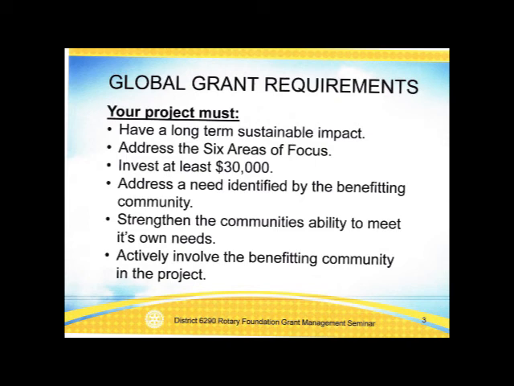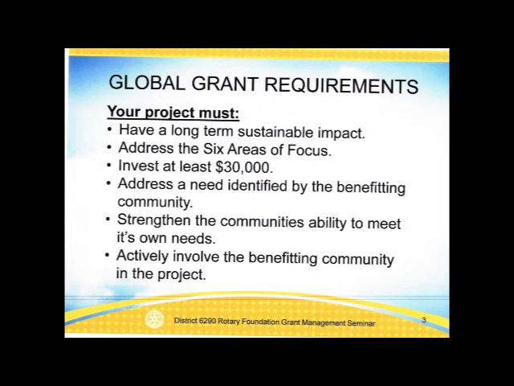Global grant projects must be a minimum of $30,000 in total size. $8,500 to $10,000 comes from club cash from one or more qualified clubs. Then the matches kick in and you end up with $30,000 to $35,000 in cash for your project.